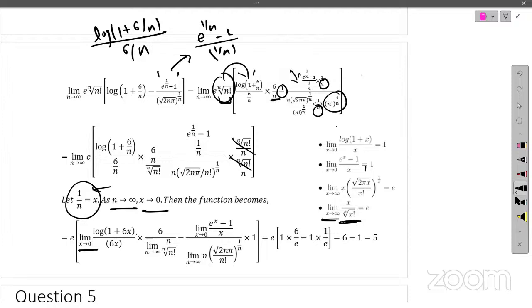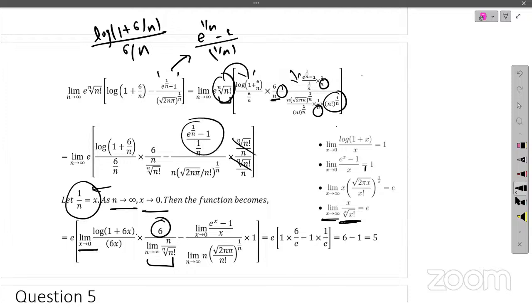So it will become 6 upon limit n goes to infinity of n upon nth root of n factorial, right? Because 6 is a constant, whatever limit we apply, it doesn't matter. It will remain 6 only. So only the limit will be applicable over this term, which is limit n goes to infinity of n upon nth root of n factorial. Now let's come to this particular term.